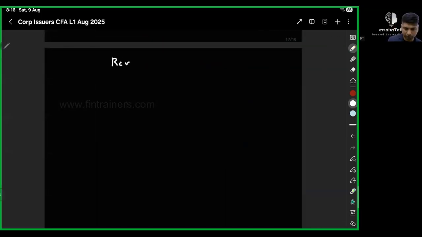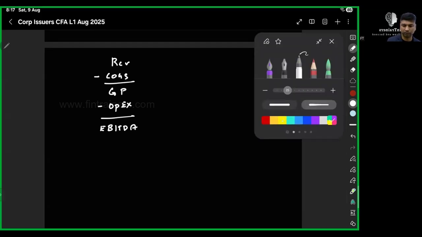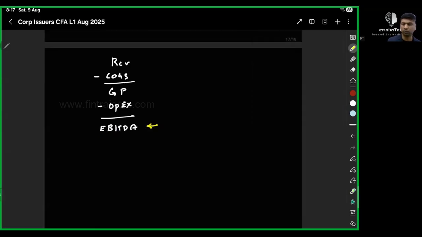From your revenue, you subtract your cost of goods sold, we get gross profit, GP. From your GP, you subtract your operating expenses, SG&A, R&D, and all that, you get EBITDA, earnings before interest, taxes, depreciation, and amortization. It's just a subtraction. We will see this in your financial statement analysis. Then you subtract depreciation and amortization, you get EBIT. This is a proxy for operating income, not necessarily operating income, but might have some discontinued ops also. But this is your operating income.